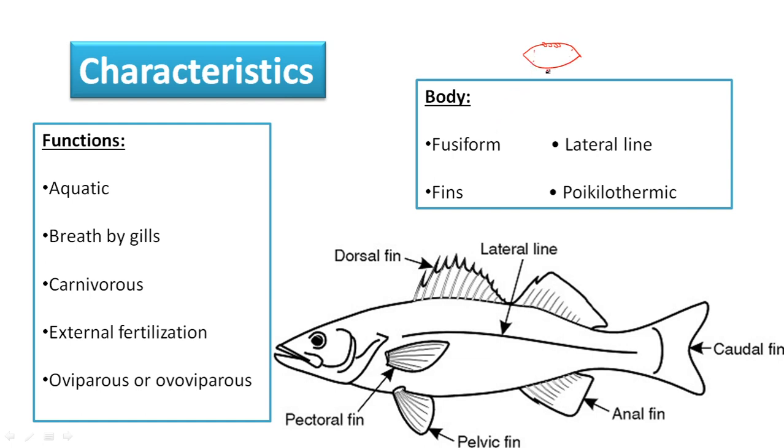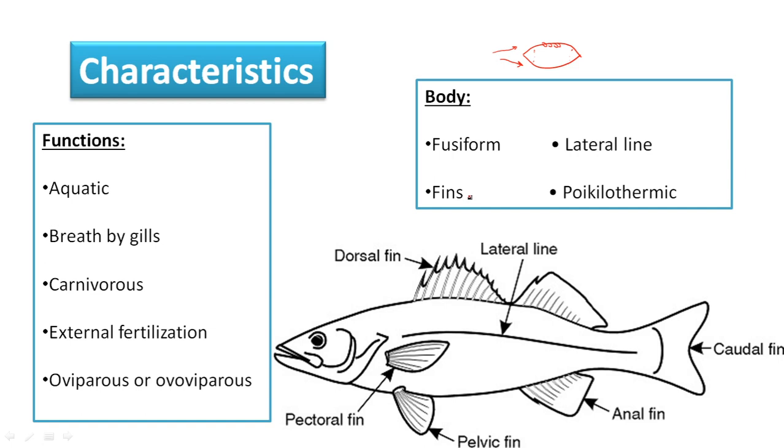So this is the fusiform shape that allows them to swim very well because it's a hydrodynamic shape. So they can cut through the water when they are swimming, and their bodies don't give too much resistance to the water. Okay, also they have limbs.